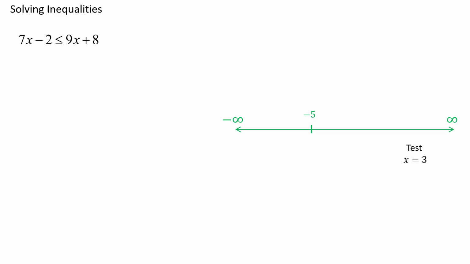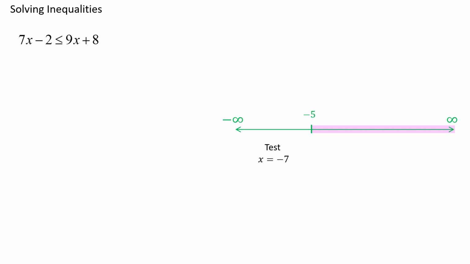I'll randomly pick 3. Take the original problem, plug in 3 for x. Let's do the math and see if we get a true statement. Doing the math gives us 19 is less than or equal to 35. That is true. And that tells us not only that 3 is an answer, but that anything to the right of -5 is going to be a solution to this inequality as well. Remember earlier we showed that 10 and 11 were solutions? Since that's true, then we know every number to the right of -5 will be a solution to this inequality.